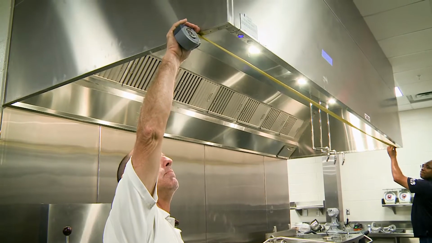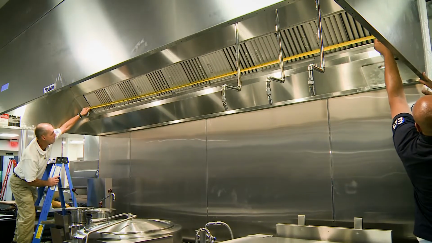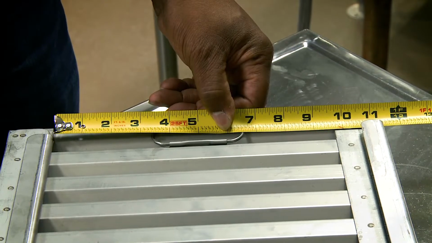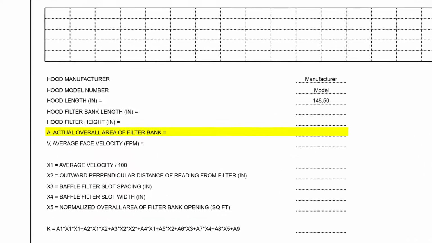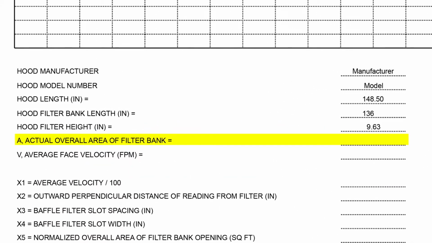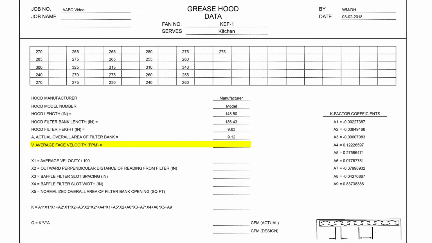Measure and record the hood length. Measure and record the hood filter bank length. Measure and record the hood filter height. A, actual overall area of filter bank, will automatically be computed when the hood filter height and length is recorded. V, average face velocity, will automatically be computed when all the filter velocities are recorded.